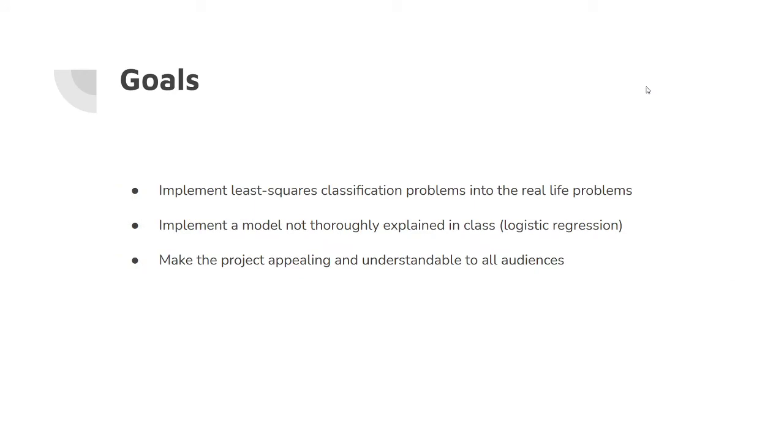So our goals for this project were to implement a least squares classification problem in a real life scenario. We wanted to do it through a model that wasn't fully explained in class, which is logistic regression, just so that we could learn a little bit more as we finished this project and ended off this semester. And the final goal was really to make it super understandable for anybody who might look at it. So whether they're technical background or not, they could look at this project and take something away from it.